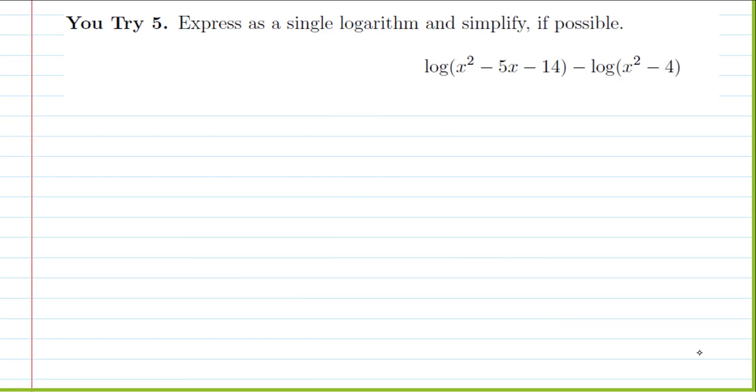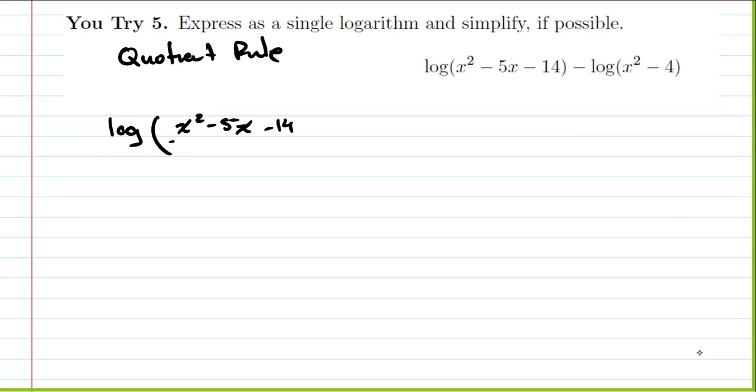All right, so let's go ahead and resolve this. So a couple of different ways we can do that, but let's start with our quotient rule. So if we use our quotient rule, we have the logarithm of x squared minus 5x minus 14 all over the logarithm of x squared minus 4. So we have two quadratic polynomials, and we can factor each of them.